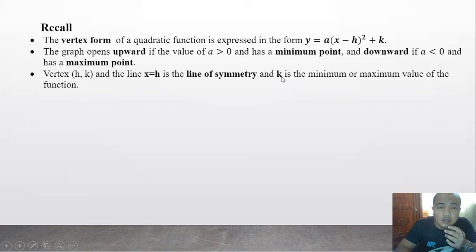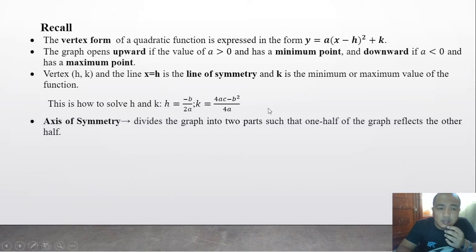Another, vertex h, k and the line x equals h is the line of symmetry, and k is the minimum or maximum value of the function. This is how to solve for h. For h, negative b over 2a. For k, 4ac minus b squared over 4a. Axis of symmetry divides the graph into two parts such that one half of the graph reflects the other half. So parang mirror yan. They reflect each other.